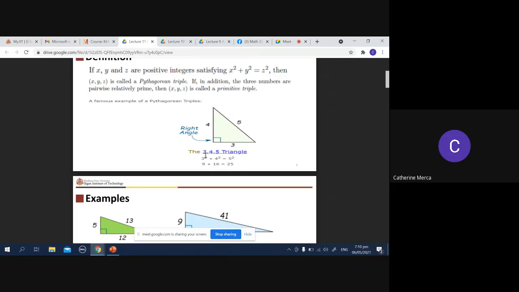3, that's your x there, and you square it. 4, you square it. 5 squared is 25. And that will give you 9 plus 16 equals 25.